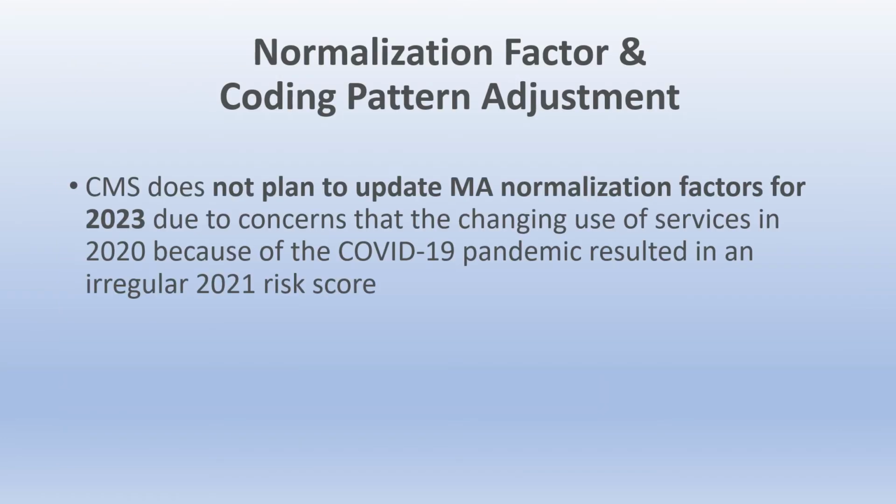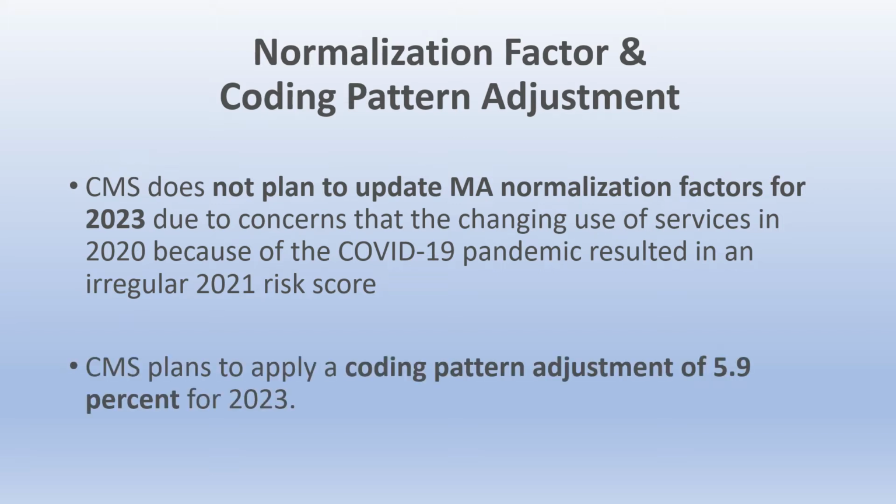For calendar year 2023, CMS plans not to update the years in the trend because of concerns that the changing use of services in 2020 because of the COVID-19 pandemic resulted in an anomalous 2021 risk score, which will result in a projection that significantly underestimates what the 2023 risk score is likely to be.